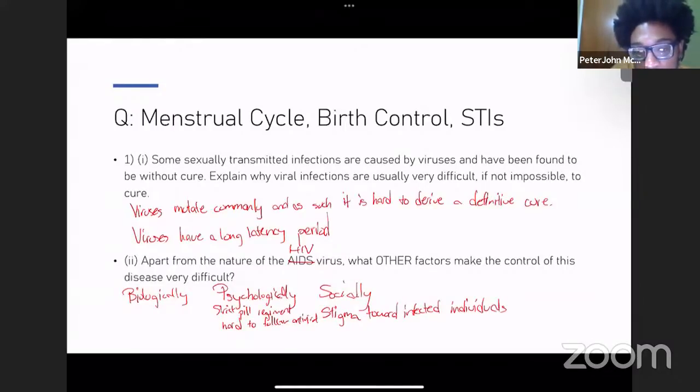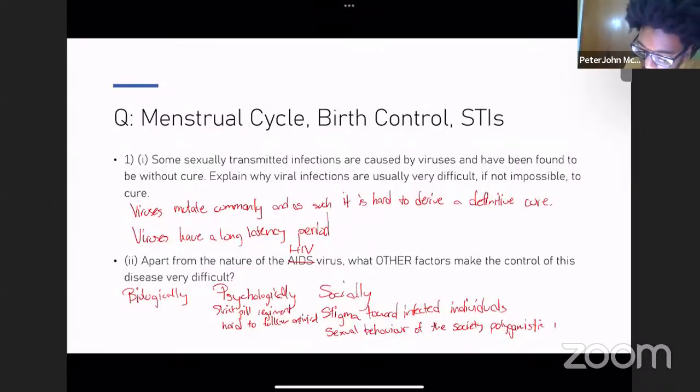Give me something else. Social kind of person, sexual, perfect. So how would we put that? Sexual behavior of the society. Polygamistic in the Caribbean. They love when you put the little Caribbean part in. So next.